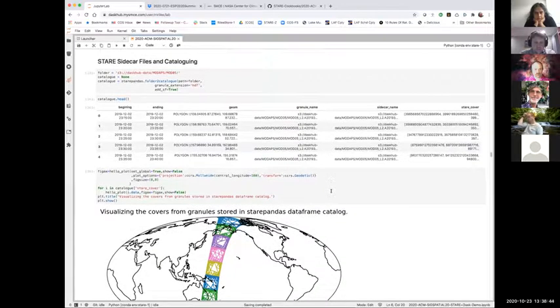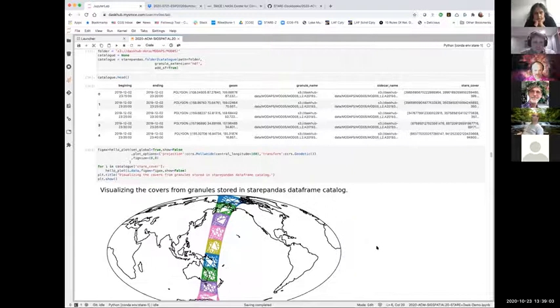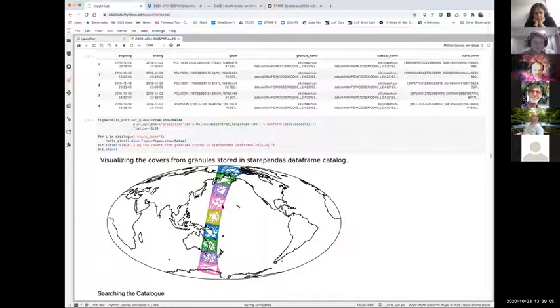Now we're getting to the catalog. I have one of these MODIS swaths going down, a number of granules associated with that. I just run a STAREPandas folder to catalog. It goes out and reads in the STARE covers associated with each of the granules that we're storing in that folder. And so now this is actually printing out what's in that STAREPandas data frame.